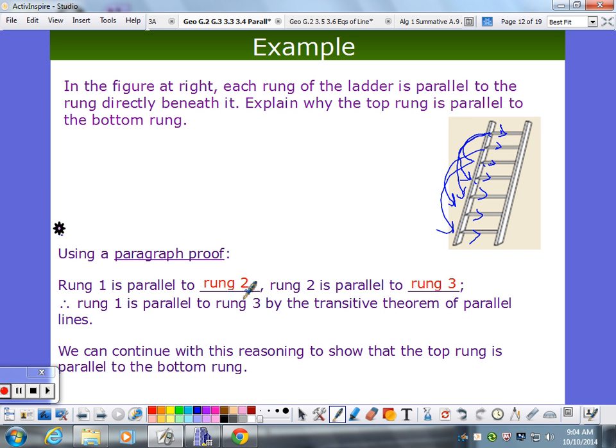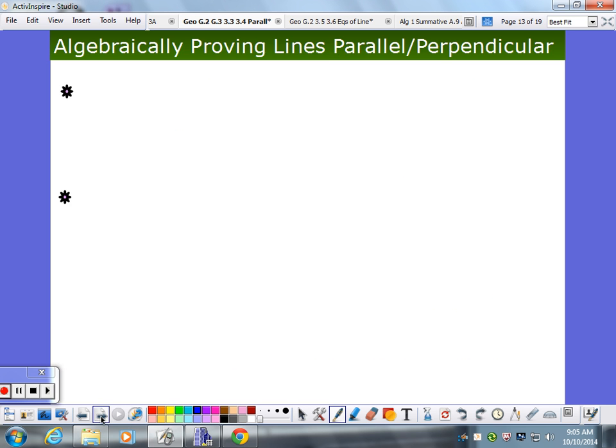So rung 1 is parallel to rung 2, and rung 2 is parallel to rung 3. Therefore, remember the 3 dots, that means therefore, rung 1 is parallel to rung 3 by the transitive theorem of parallel lines. And you just kind of repeat that process. So it's just something you can do if you have parallel lines. So again, not too tough, right? It's nice when they're sort of semi-obvious.